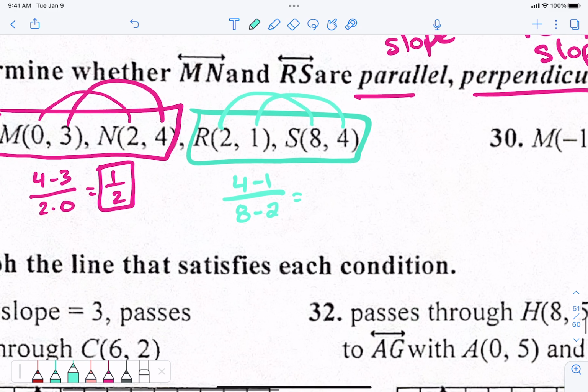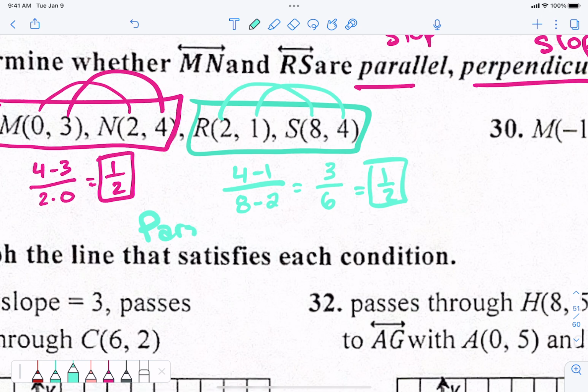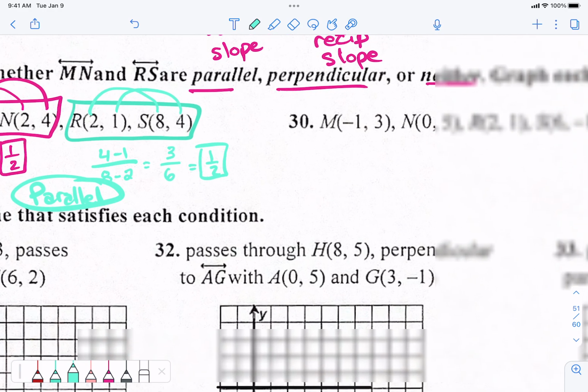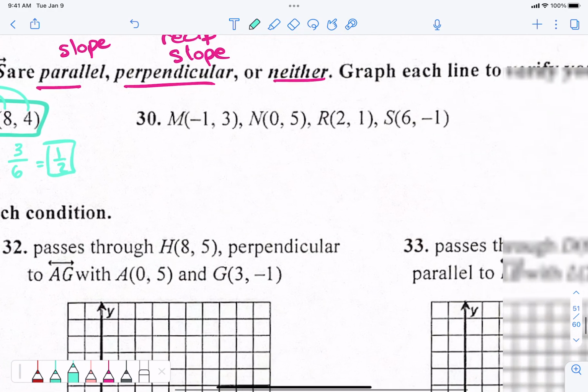Remember, 4 minus 1 is 3, and 8 minus 2 is 6. So 3 over 6 is a half. So yes, they are parallel. I think you were dividing by 2 instead of subtracting 2. You're right, that's why. I promise you do know how to subtract, but you were dividing. So anyway, parallel. Good? All right.